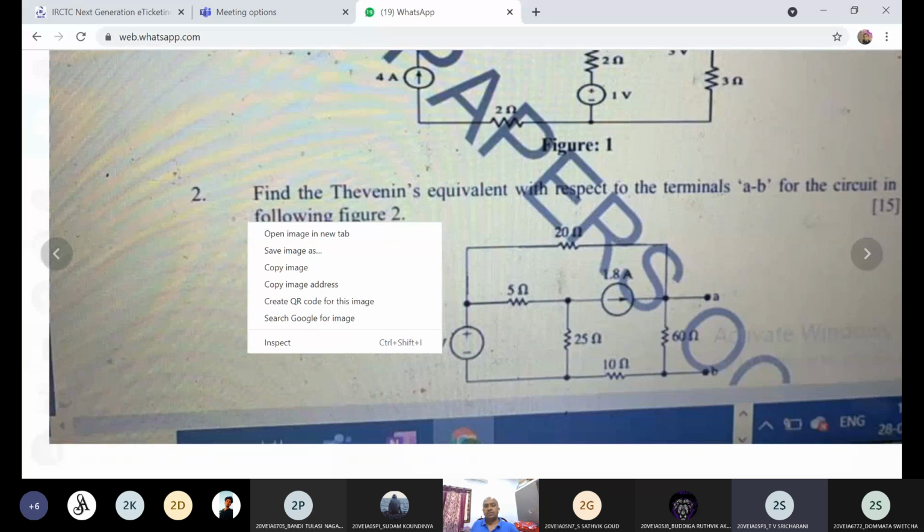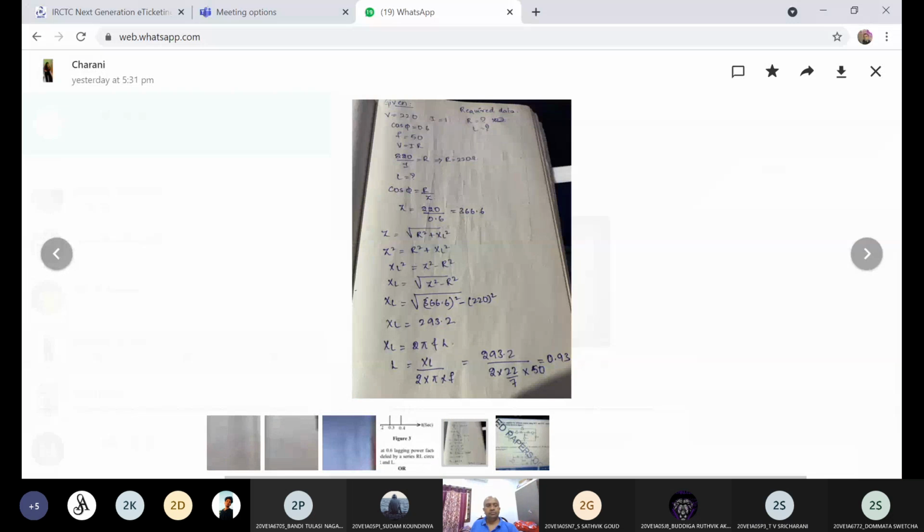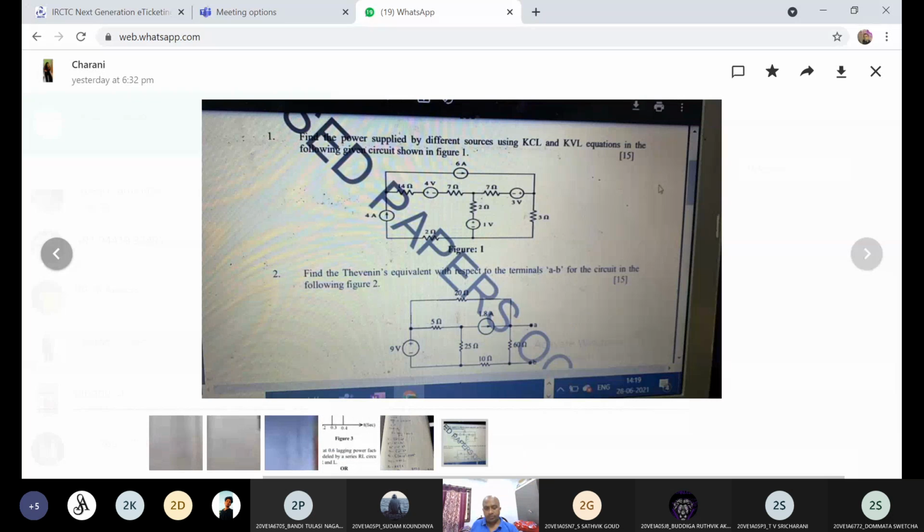Okay, sir. In the next question, the second problem: find the Thevenin's equivalent with respect to the terminals AB for the circuit. Here we have to calculate only RTH. Can we solve this problem here now?